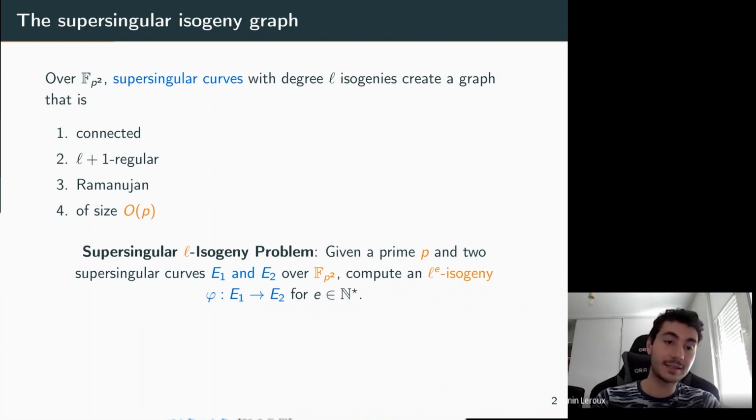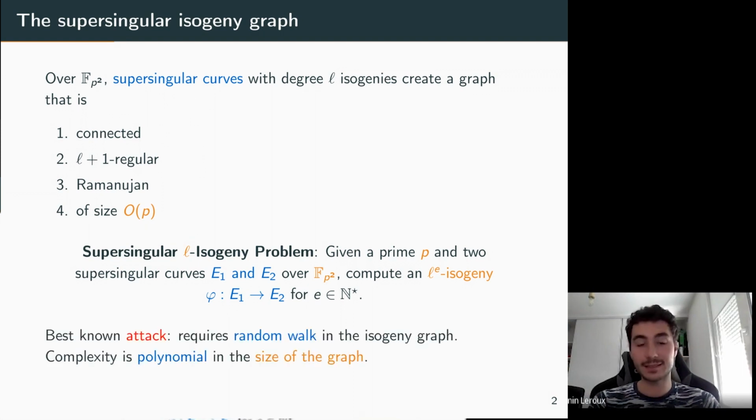So with that, I can state a refined version of my isogeny problem in the setting of degree L isogenies and supersingular curves. In that case, the best known attack we have essentially is to do some kind of random walk inside the graph. And the complexity of that random walk will be polynomial in the size of the graph, which is exponential. So this is why we have a hard problem.